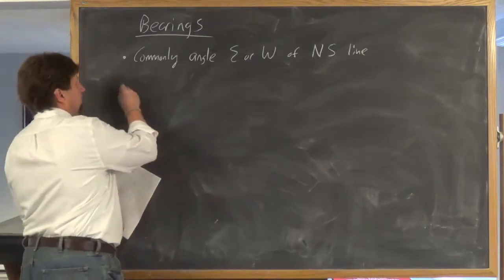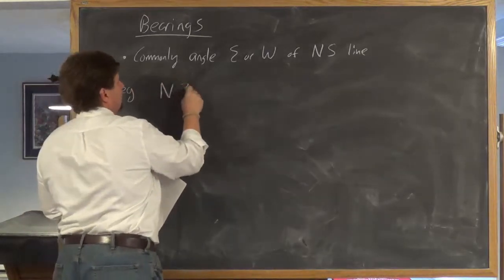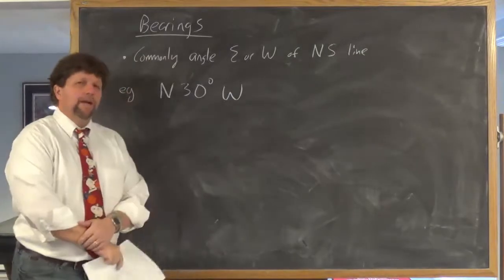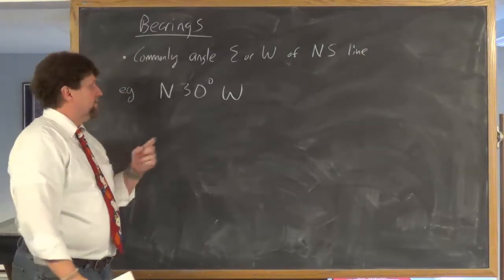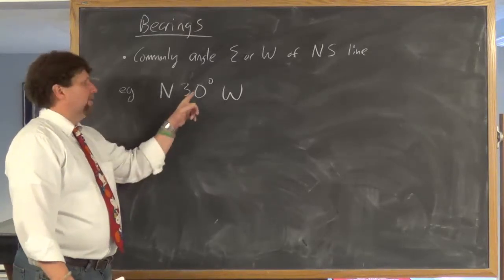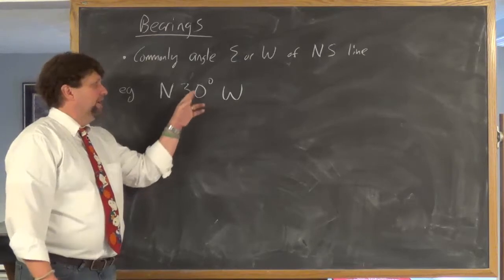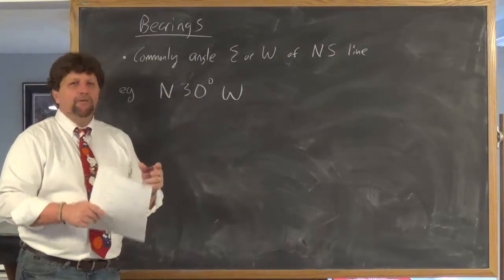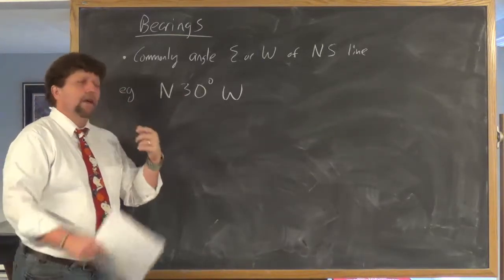For example, that would be a bearing. That's telling you a bearing. I read this as north 30 degrees west. Some people read it as 30 degrees west of north. It doesn't matter how you read it. I'm happy either way. I read it as north 30 degrees west.